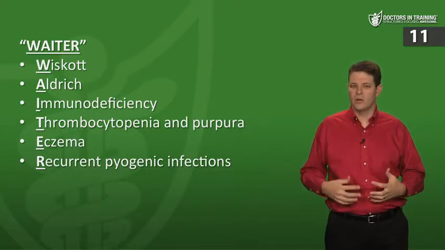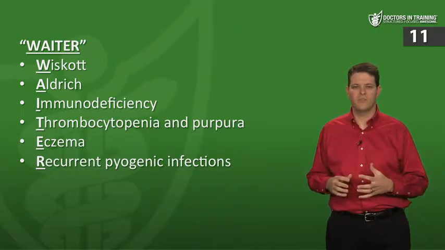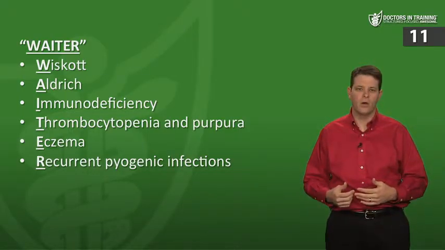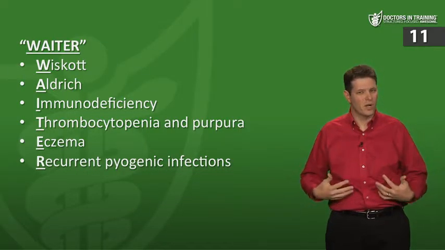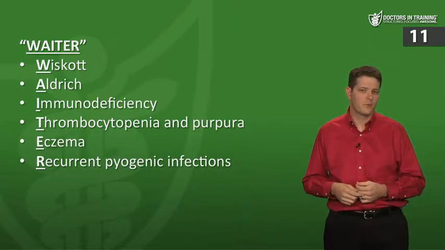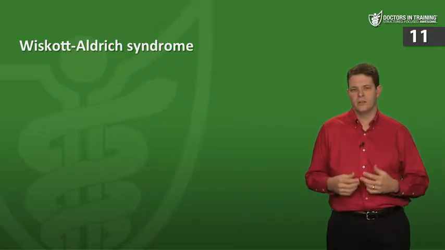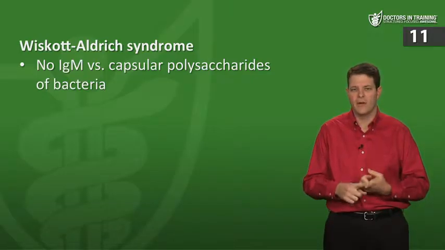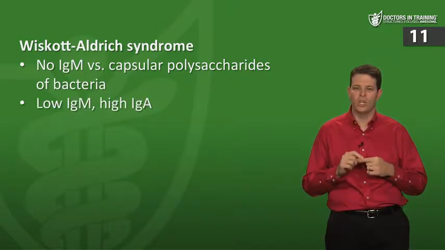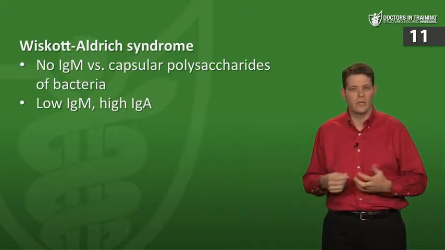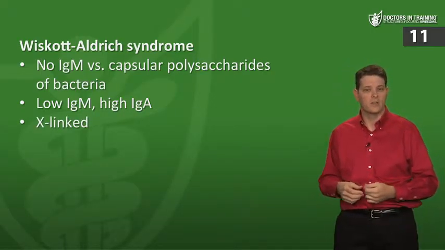So eczema on the trunk is kind of weird because eczema is usually found in the flexural area, like behind the knees or the flexural part of the elbows or the hands, but not usually on the trunk. So when you see truncal eczema, think about Wiskott-Aldrich syndrome. Then a couple of other important details about Wiskott-Aldrich: that you don't have IgM against the capsular polysaccharides of bacteria. Because of that, you have low IgM levels and high IgA levels. And again, Wiskott-Aldrich is another X-linked disorder.